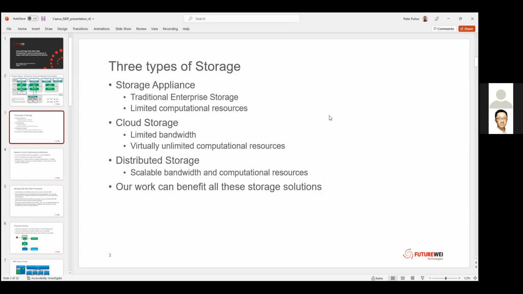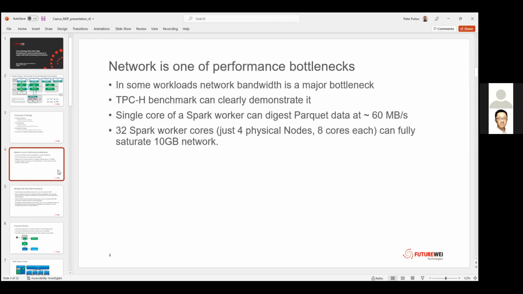Now, we hope that what we will talk about today, our solution, will benefit all types of these storages, but in slightly different areas. Our main focus is the traditional storage appliance, and maybe a bit of the cloud storage, but that's what we are aiming for.